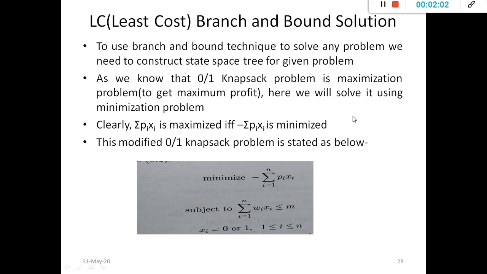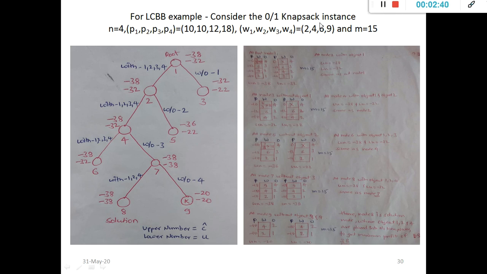x indicates whether we include the object i into the knapsack or not. Also, we know the constraint of the 0-1 knapsack problem is that you cannot place items that exceed the maximum knapsack capacity m. That is, the total weight of the objects placed into the knapsack is less than or equal to the given knapsack capacity m, subject to the constraint summation of i equals 1 to n of wi into xi less than or equal to m.